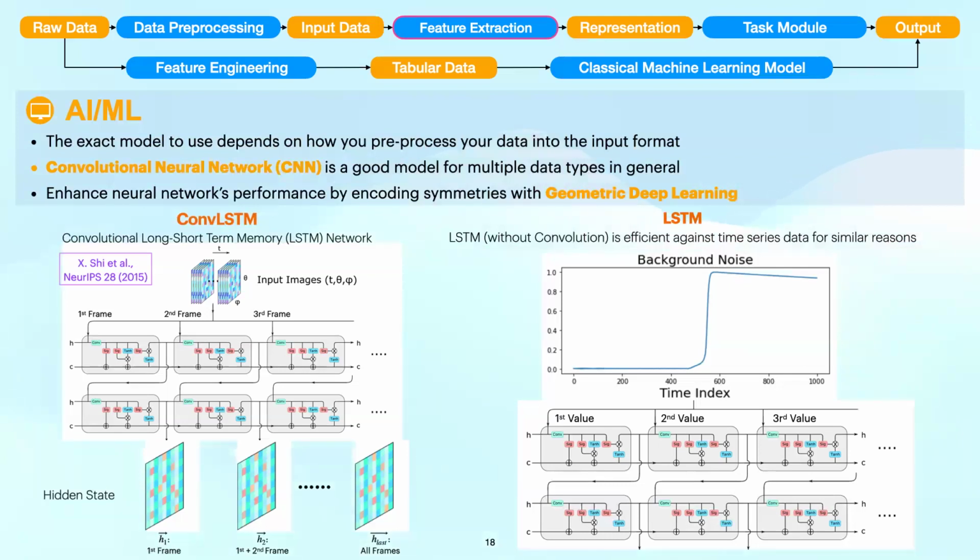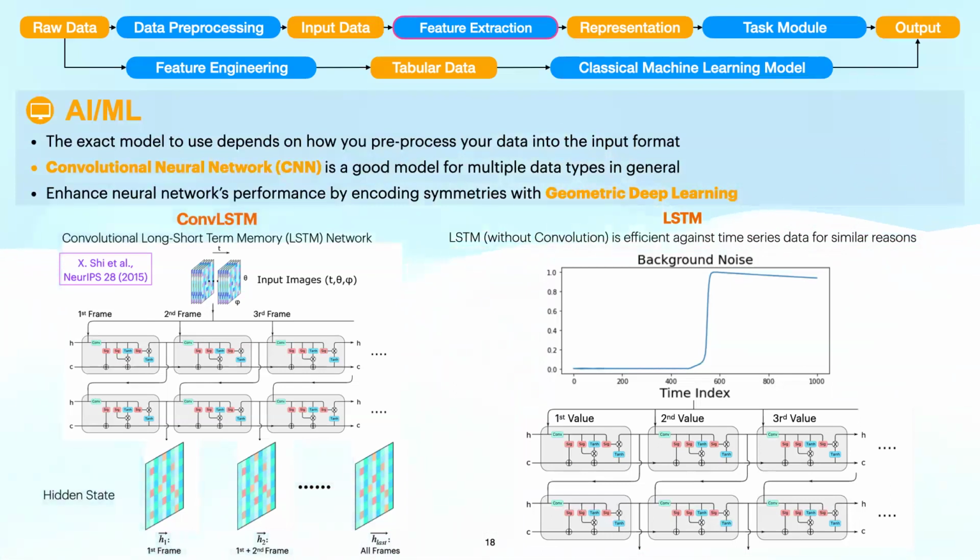For example, when we are analyzing spatial temporal data, which is like a 2D movie, there is actually a sense of order. So the second frame actually comes after the first frame. So how can we encode this kind of order information as a symmetry into our neural network model? We can use something called a conv-LSTM model, a convolutional long short-term memory network.